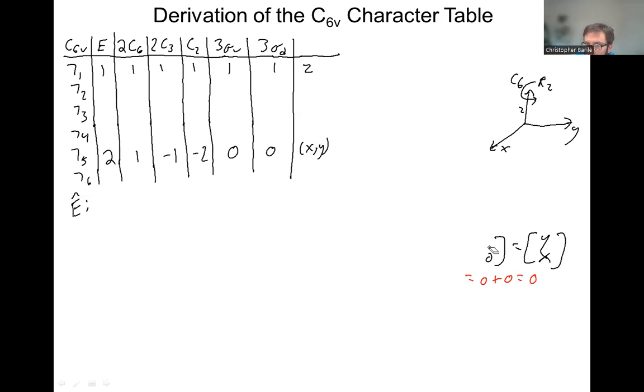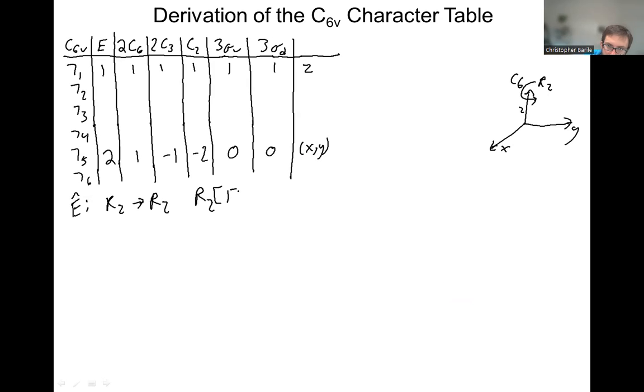All right, so identity is the first one, right? And when we do an identity to anything, we get back what we started with. So that's not very interesting. Rz goes to Rz. We have a 1-by-1 matrix that describes this, and we take the trace of that matrix, and that gets us chi of identity for Rz is equal to 1. What about a C6?